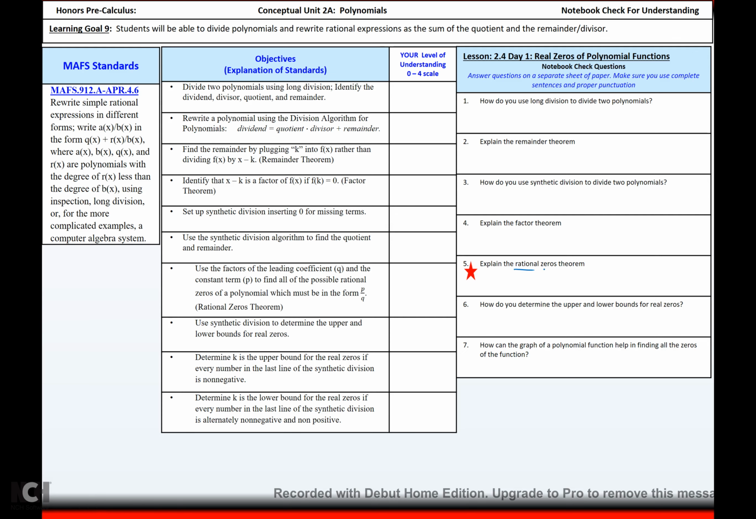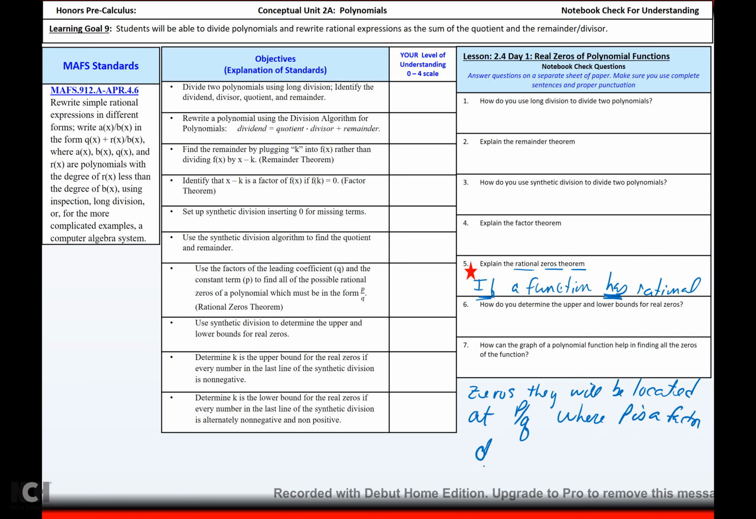Alright, so explain the rational zeros theorem. If a function has, that's a big if, has rational zeros, they will be located at some P over Q, where P is a factor of C, the constant, and Q is a factor of the leading coefficient. Okay?